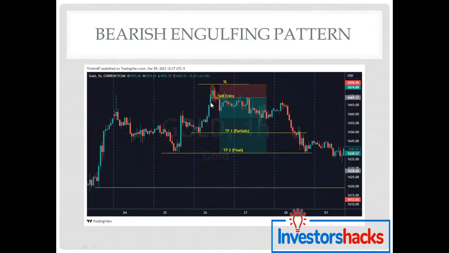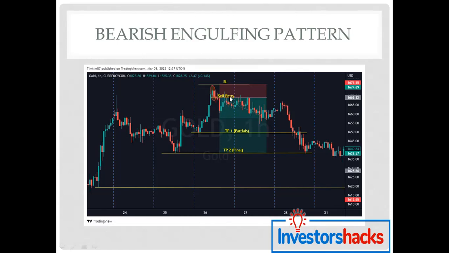In this example, where I've circled, this is where we have our bearish engulfing pattern, and we have a buy candle. The first candle should be a buy candle, and the second candle that engulfs the first candle should be a sell candle, which engulfs this buy candle, and therefore forms the bearish engulfing pattern. With this pattern, once the second candle completes forming, that's where you have your entry. You take your sell entry.